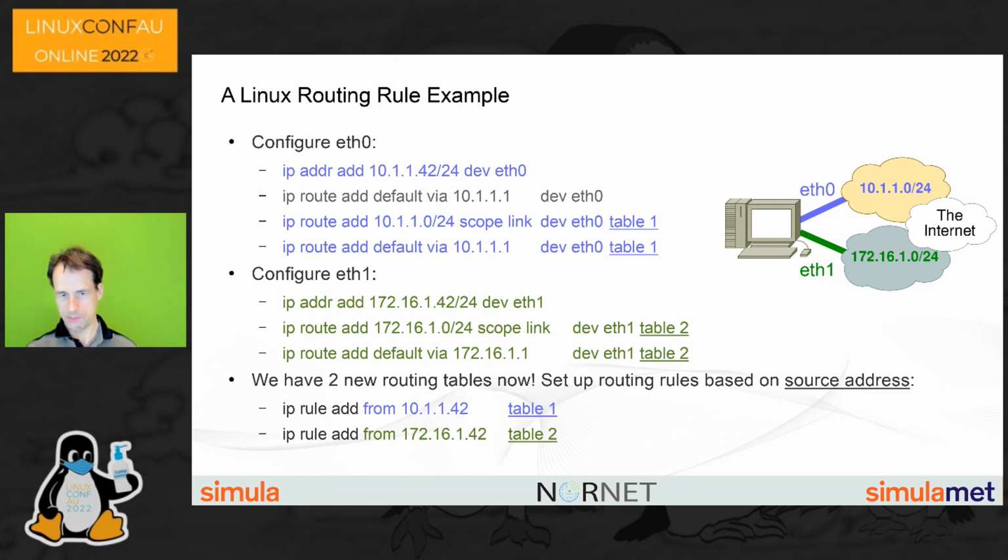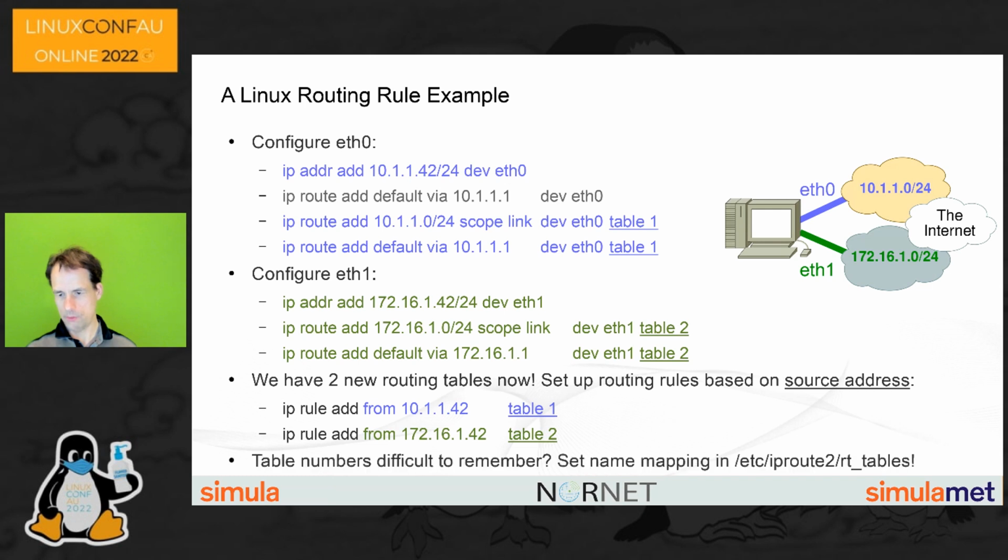Table number 1 and table number 2 are numbers. If you like, you can also use /etc/iproute2/rt_tables to give these tables names. For example, if you are connected to Optus and Telstra, you can name the tables Optus and Telstra.